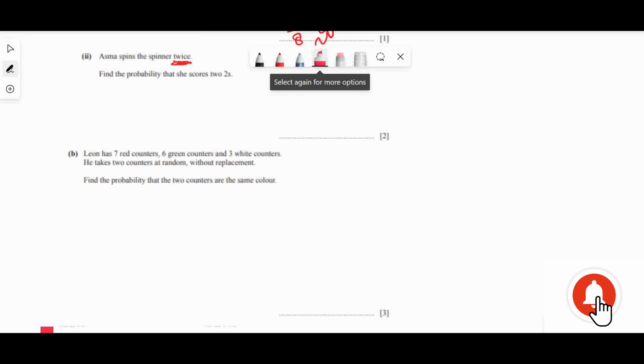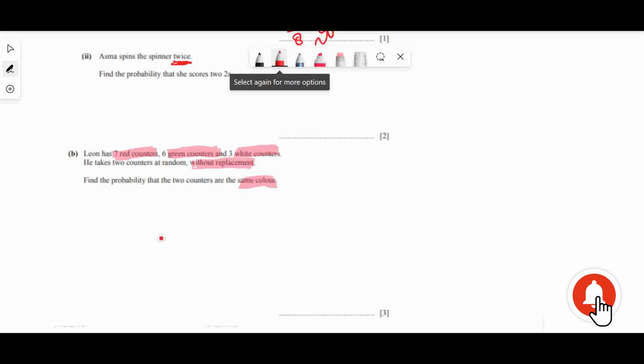In part B, they said that Leon has 7 red counters, 6 green counters, and 3 white counters. He takes two counters at random without replacement. Without replacement means that this is a dependent event, because once he picks the counter, he will not replace it. So find the probability that two counters are of the same color.